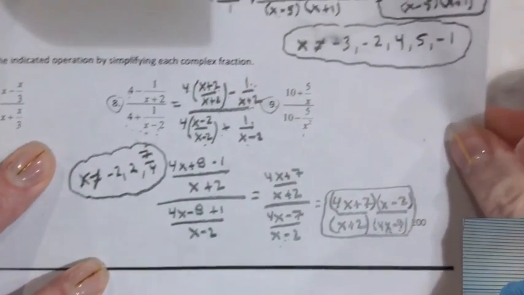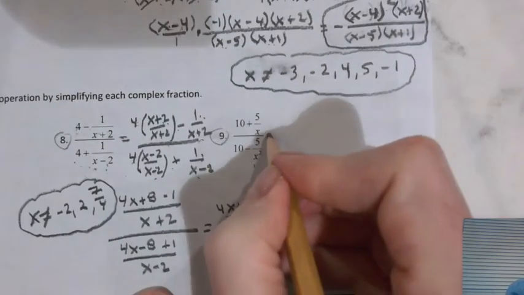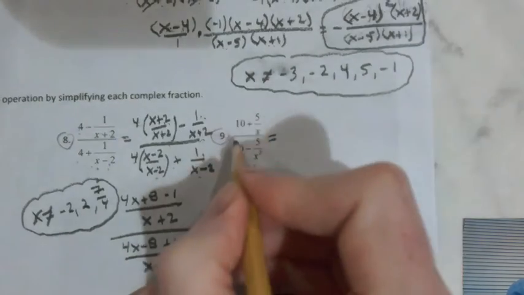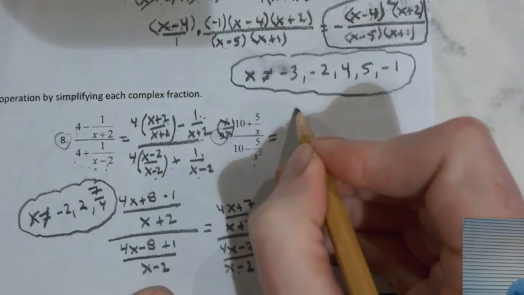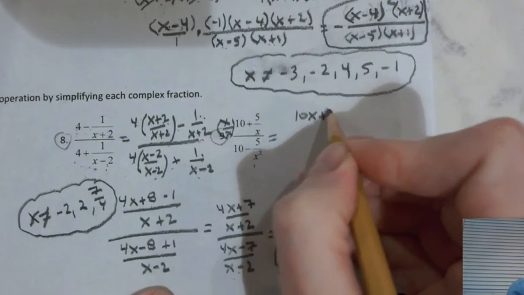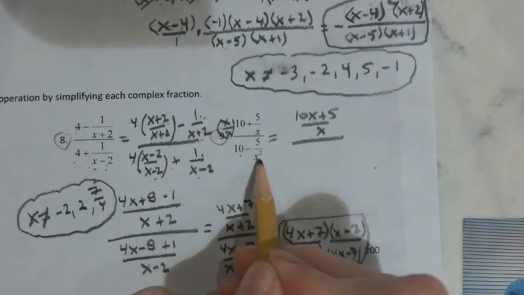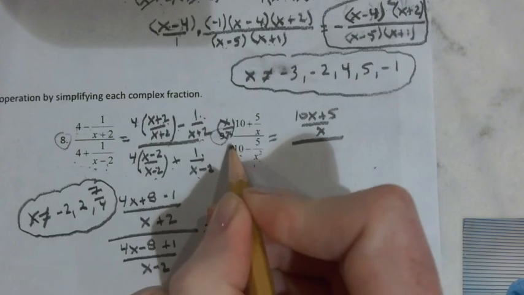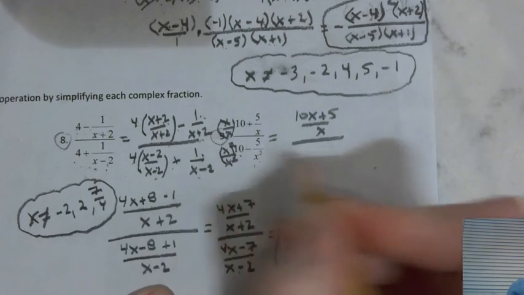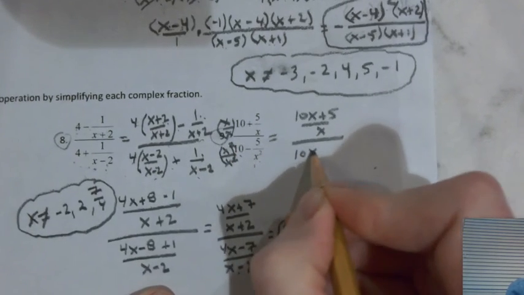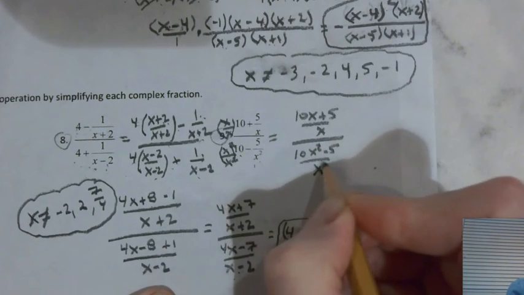And then we'll do one more. We'll do this last one over here. So 10 plus 5 over x. Well, that's going to be the 10 gets multiplied by x over x. So we're going to get 10x plus 5 over x. On the bottom, this 10 is going to get multiplied by x squared over x squared. So we're going to get 10x squared minus 5 over x squared.